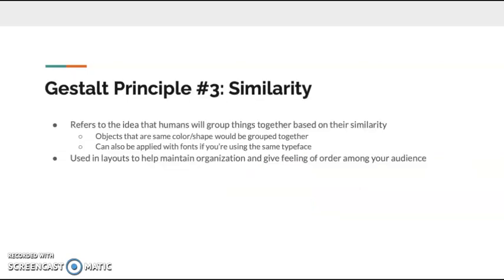The next principle I'll be going over is similarity. Similarity refers to the idea that humans will group things based on how similar they are. These similarities can be based on color, shape, and even size. In typography, you can also notice this principle if the fonts in a layout are similar to each other. This principle allows design layouts to maintain organization and have a feeling of unity within the audience.